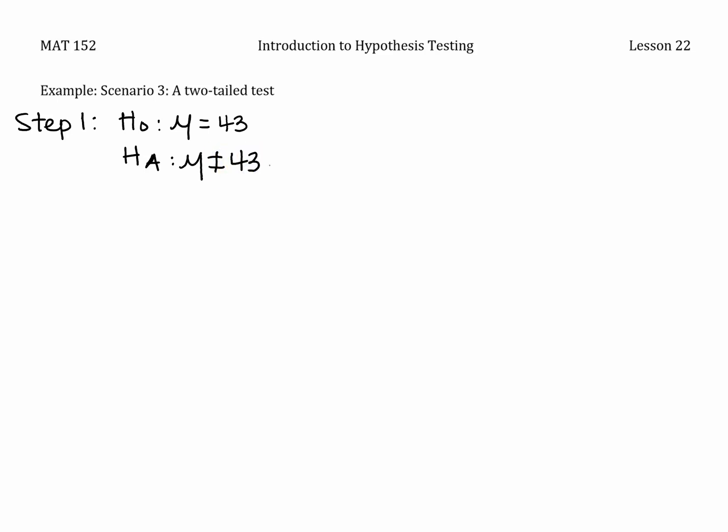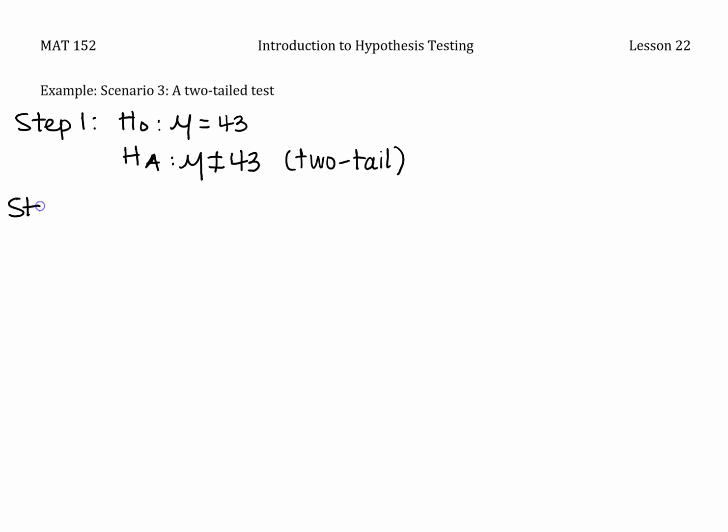Notice there is no inequality symbol in this alternative hypothesis. There is a not equal to. Whenever that happens, that is when we have a two-tail test. Our rejection region picture will have two rejection regions as opposed to just one, as we saw when it was all on the left and when it was all on the right.